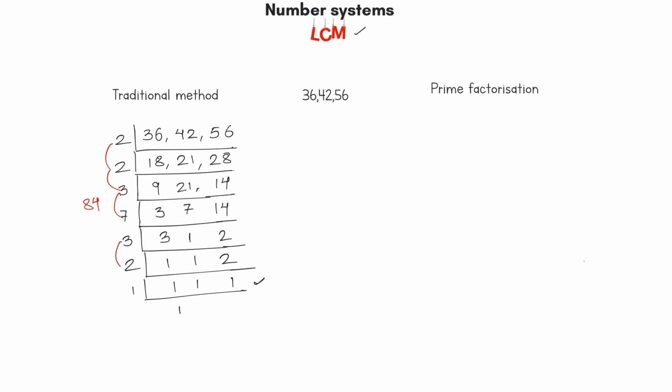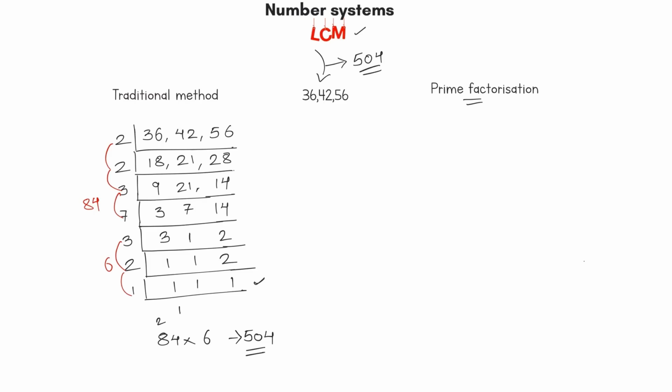Then 3 into 2 is 6, 6 into 1 is 6. Now just multiply these, 84 into 6. What is the answer coming out to be? 6 into 4 is 24, 8 6s are 48, 50, 504, and that is my answer. So the least common multiple for 36, 42 and 56 is nothing but 504. That's how I find it out. So that's how the traditional method works.